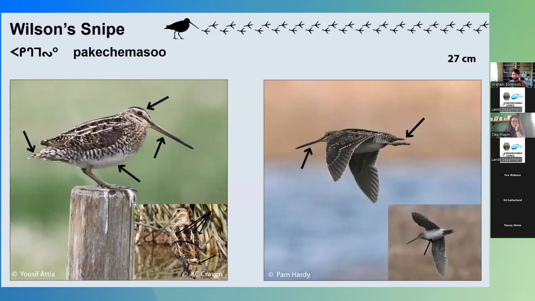Now let's look at the Wilson's snipe. The snipe has a very typical shape. It is more of a medium-sized shorebird. It has a very compact body with a short neck, short legs, and the bill is very long. It is quite thick and also very straight, and it has a large eye compared to the size of its head.